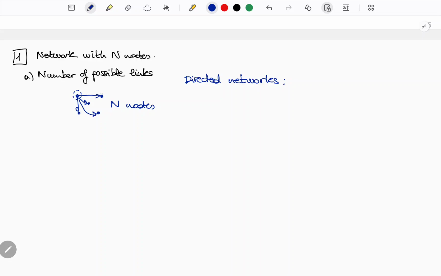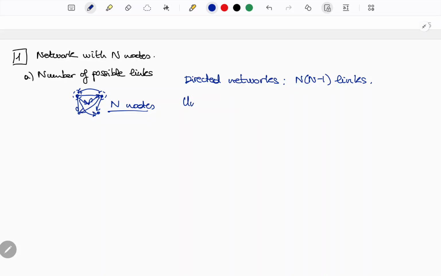And for another node, if I choose this other node, then I have another set of n-1 nodes that I can link to. So if I repeat this process with all the n nodes of the network, then I'm going to have a total of n times n-1 links. These are all the possible links.